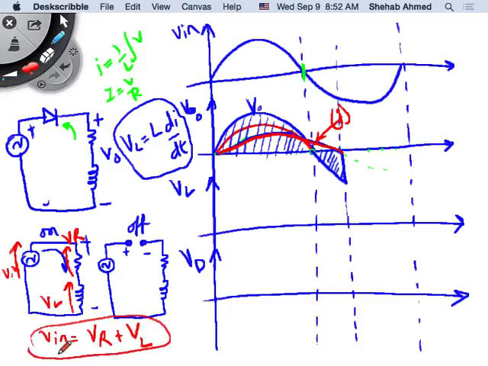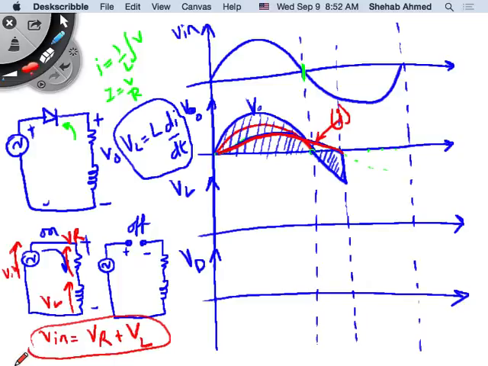You have V input and you have VR. What does VR look like? Of course, it's the difference between the input voltage and inductor voltage. I agree, but you don't know what the inductor voltage looks like. But you know what VR looks like. You could figure out what VL is.